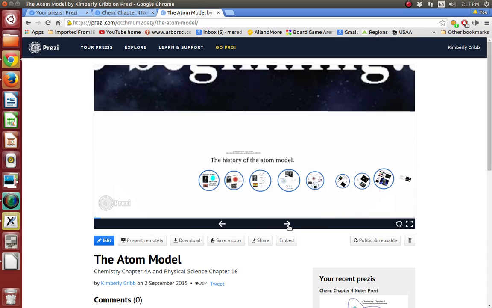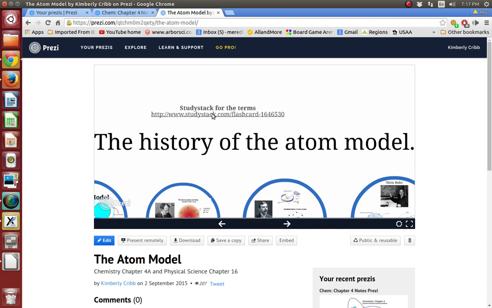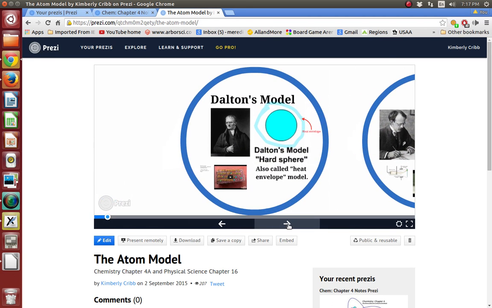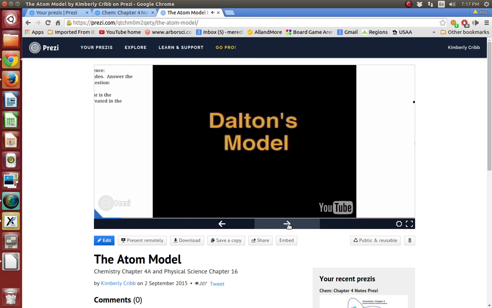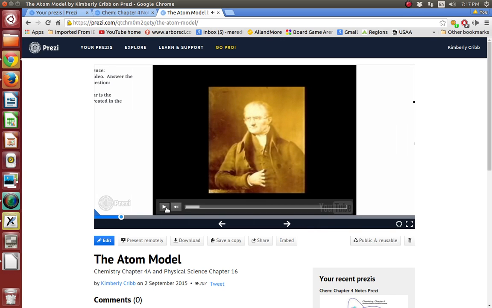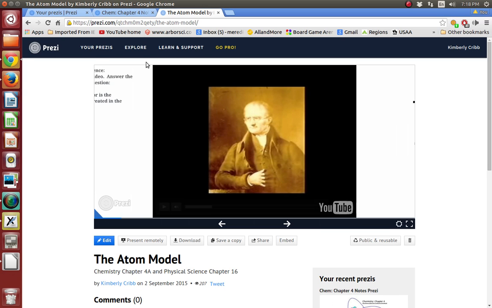And here again are the study stack terms that you need for this chapter. There's Dalton's model. Physical science had to watch that before. We don't have to watch it. So let's watch this. Okay, we're going to see. Shoot, I forgot to check and see if that was going to work. Let's see. Now we have to go back through all of that.